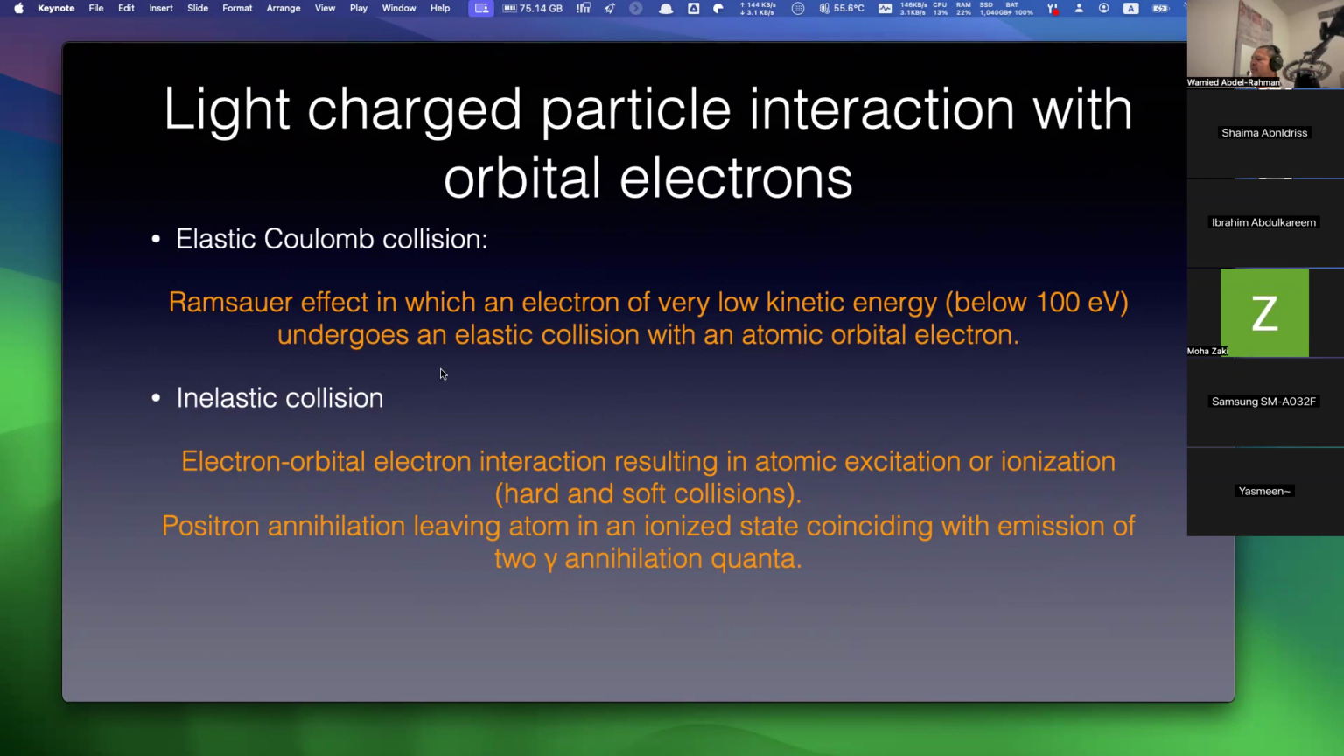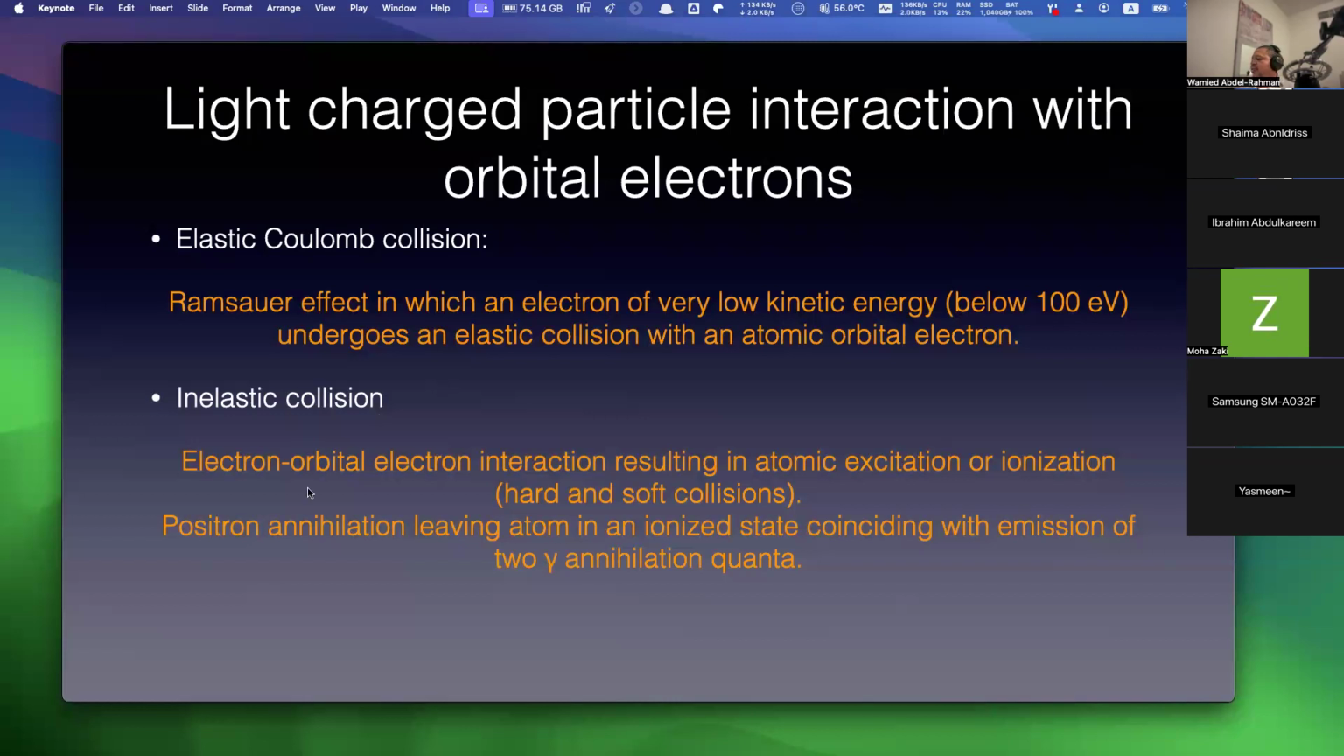Inelastic collision, I think we all know this by far, is when an electron or a positron interacts with an orbital electron. This can result in atomic excitation or ionization. These are what we call hard and soft collisions.